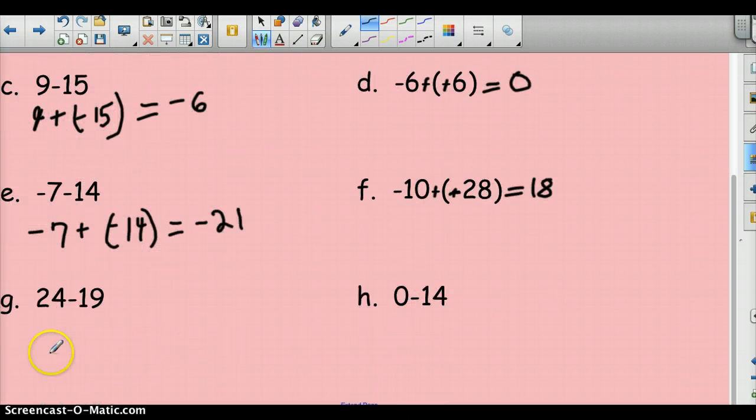Rolling down here to the bottom. On the bottom one, same thing. Change the subtraction sign to addition and add the opposite to the back term. Looking here, we're combining a positive and a negative. The result here must be positive because 24, the bigger number, is positive. So it's 24 plus negative 19. I've got 5.